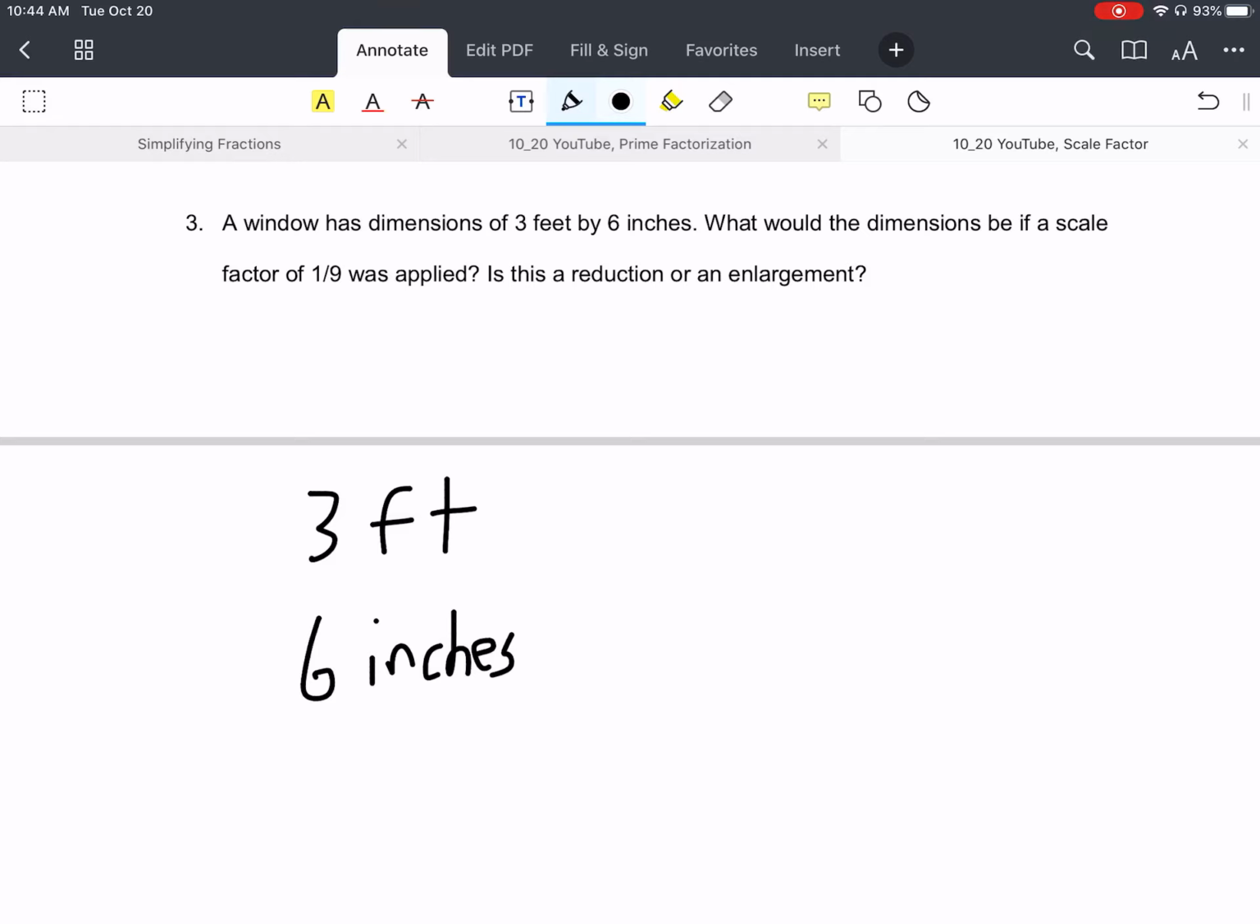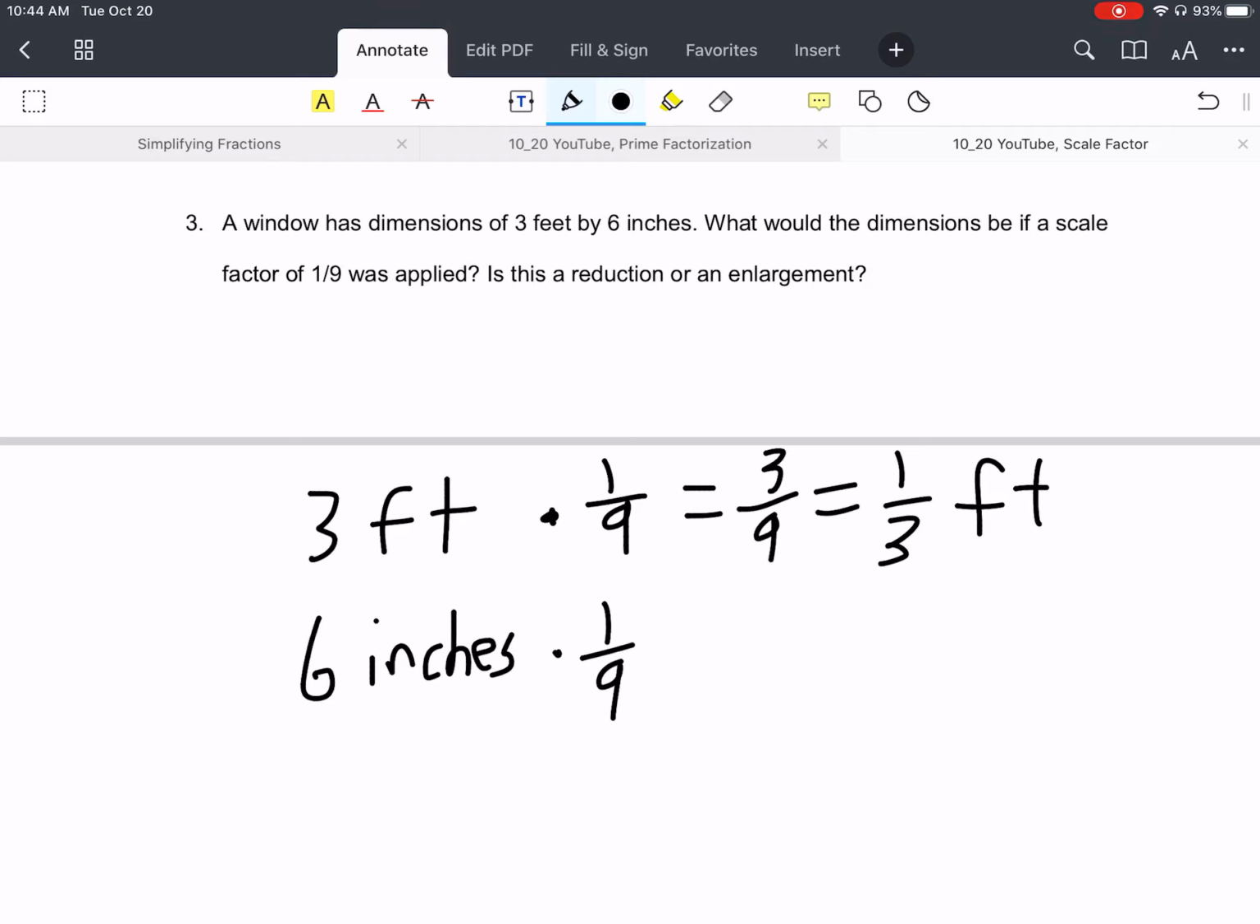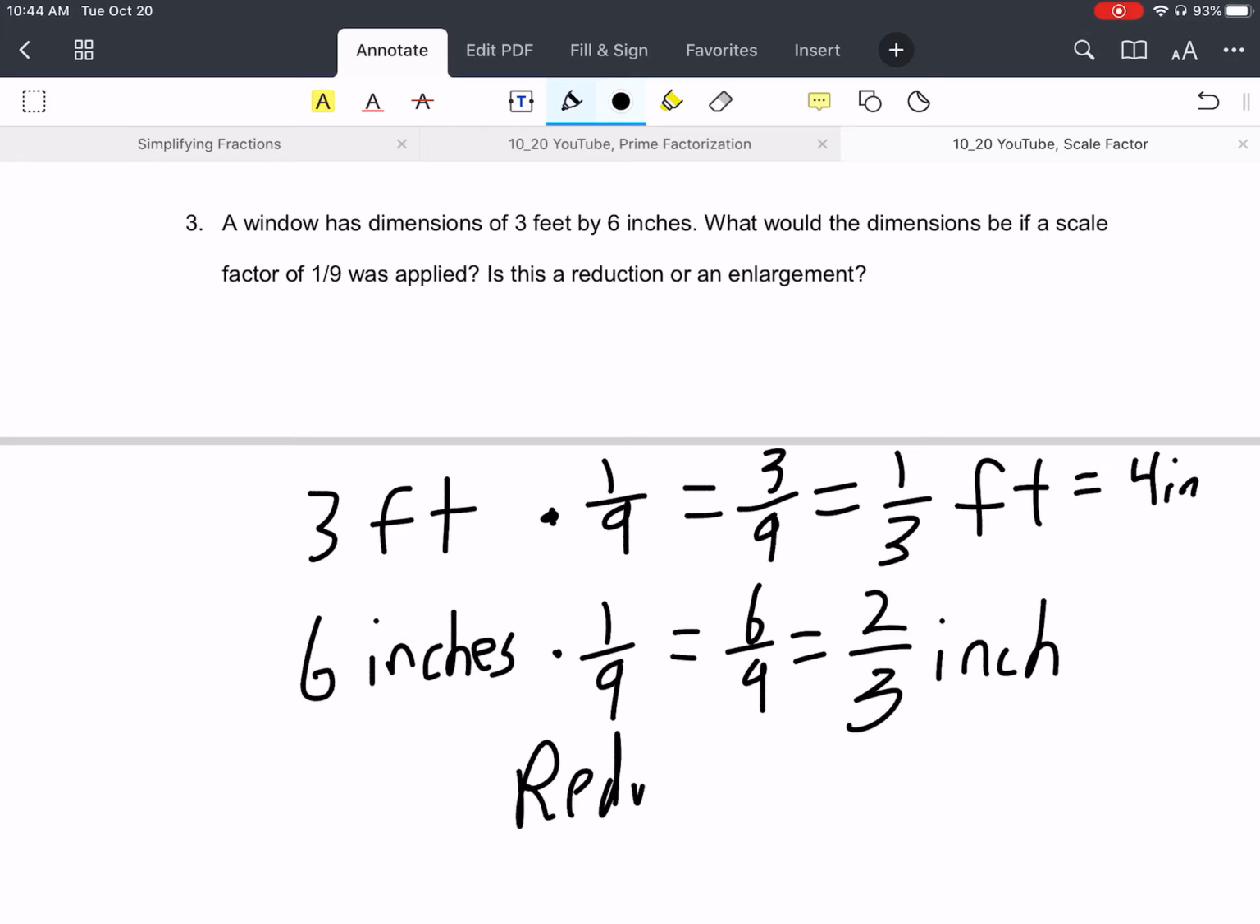So the scale factor is 1/9. So we're going to be multiplying both of these by 1/9. That ends up as 3/9, or 1/3 of a foot. And 6 inches times 1/9 equals 6/9, or 2/3 of an inch. And if we wanted to keep the labels the same, we could understand that 1/3 of a foot is equal to 4 inches, but either answer is fine. This, of course, because we multiply by a fraction, is a reduction. Our picture is smaller.